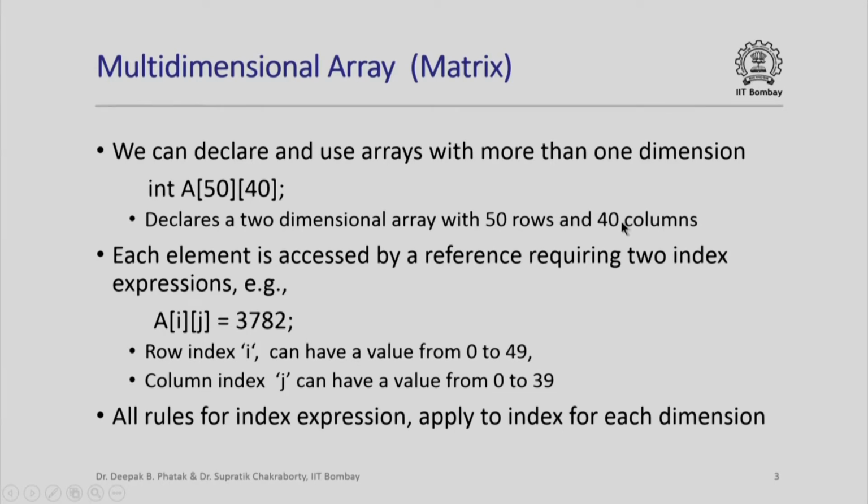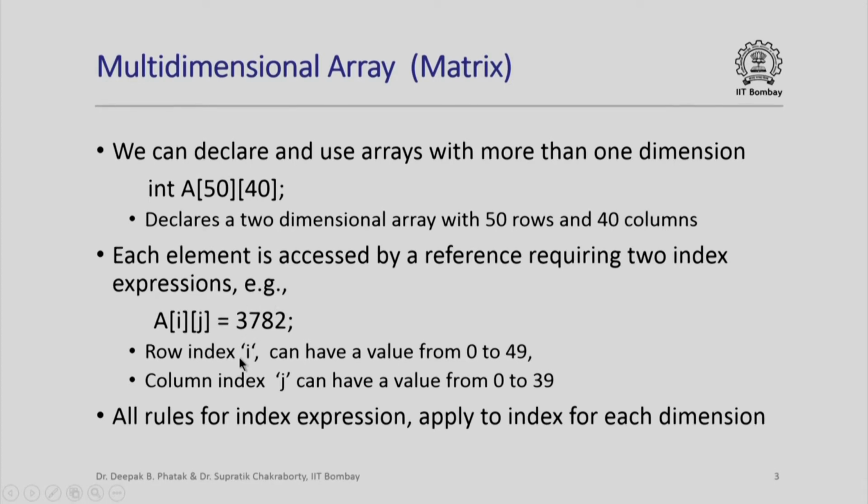Each element of this two-dimensional array is accessed by a reference, which will now require two index expressions. So for example, a[i][j] will mean the ith row and jth column element. Suppose its value is 3782, then the ith row jth column element will be assigned this value.